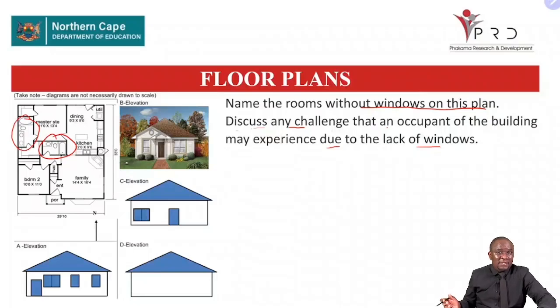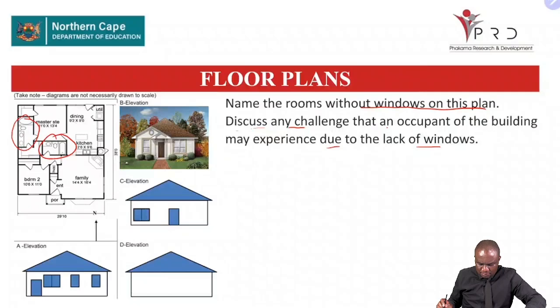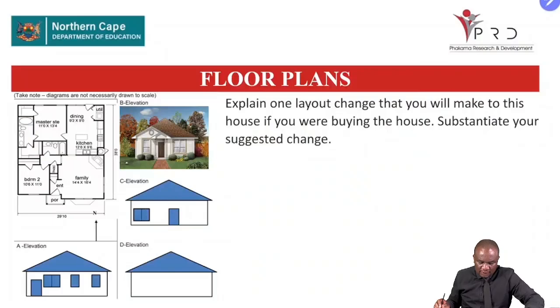There's steam and everything. So how will this steam move out of this room? It's going to be humidity and moist, and then it's going to develop mold. Yeah, like rotting. The walls of the bathroom may start rotting. So there must be enough ventilation for such. Every room must have ventilation or windows. Right? Discuss any challenge that any occupant of the building may experience due to lack of windows. I think we've covered that. So it's like an open-ended question, right?